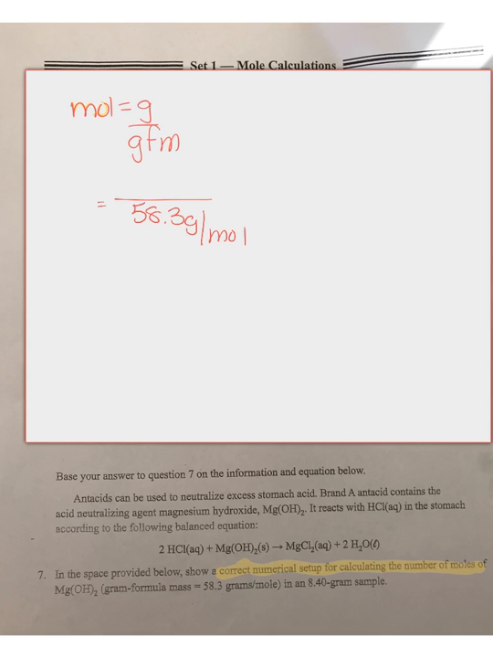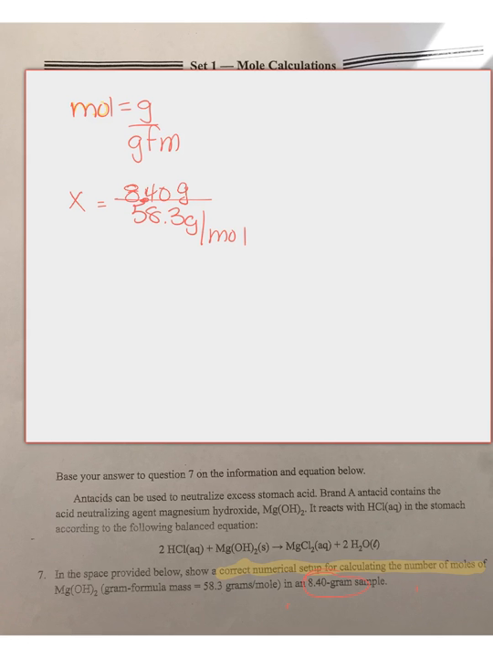We are looking for moles, right? We are looking for the number of moles. So my X is going to be over here. And they told us it was an 8.40 gram sample. So we're going to write that 8.40 gram sample. That's it. You're done. They asked for the correct numerical setup.